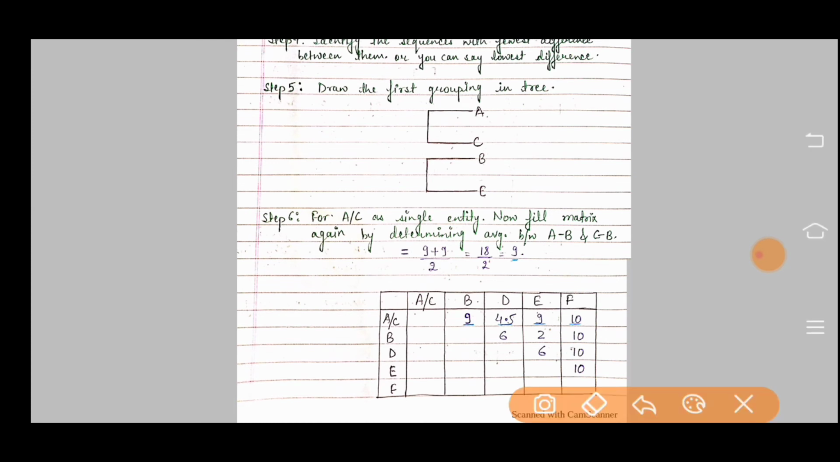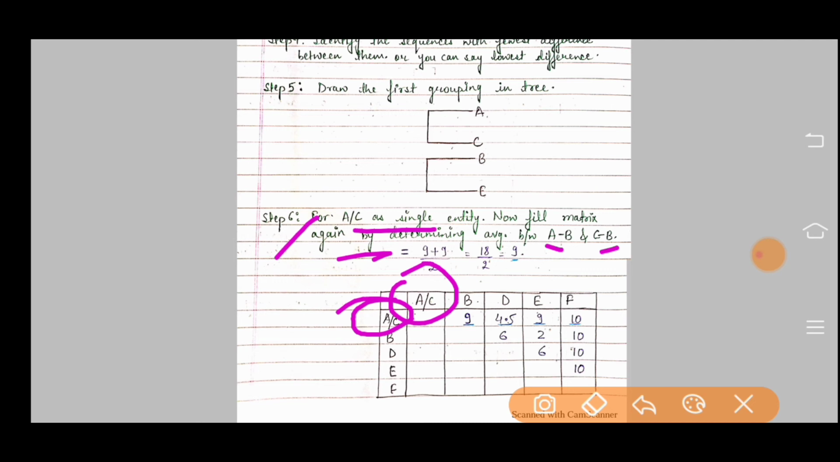What about AC as a single entity? Now consider AC as a single entity and BE as a single entity. Right now you have to consider AC as a single entity. Now fill the matrix again by determining the average distance between AB and CB. As you have AC, consider AC as a single entity, so you don't have to write the C column. Now compare with B, D, E and F, and B, D, E and F. Now write it on both axes X and Y.